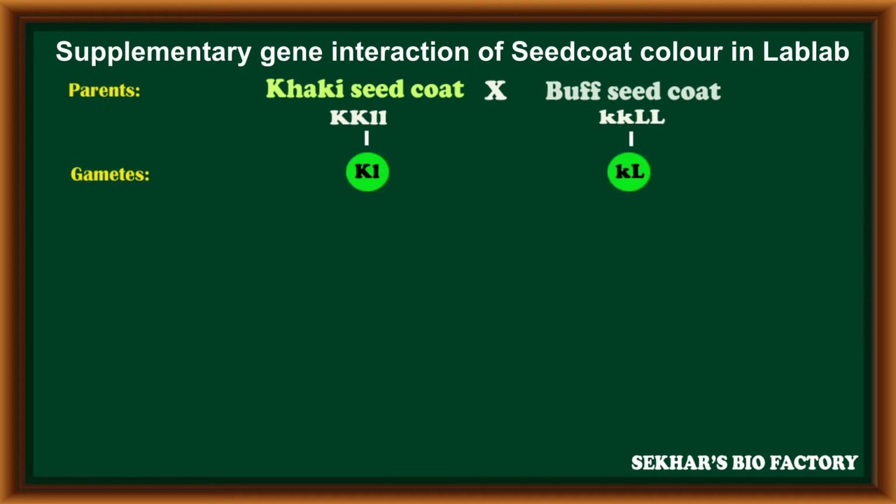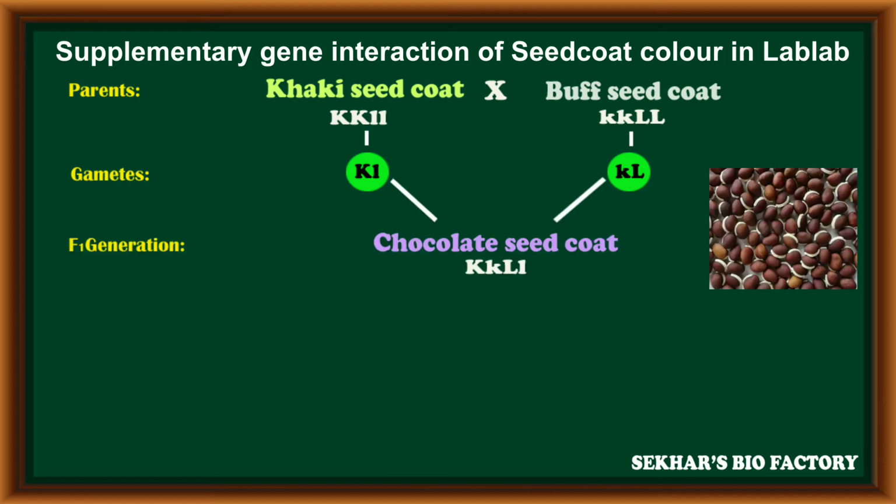These parents can produce only one type of gametes. The first parent can produce only one type of gametes with the capital K small l alleles. The second parent can produce only one type of gametes with a small k capital L alleles. These gametes are fused to form F1 generation. Because both genes are with the dominant allele, it becomes supplementary gene interaction. Due to this, a new trait, a chocolate color seed coat, will be expressed in lab.